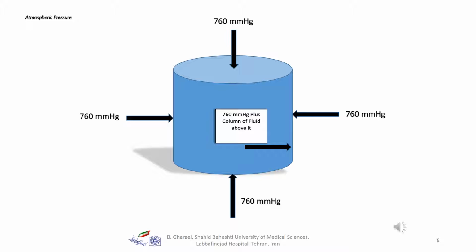In this slide, you can see when you have a container full of fluid, then the atmospheric pressure on all surfaces at the top, bottom, lateral side would be the same. But inside the container, as you have some fluid, then in addition to the atmospheric pressure, you will have the pressure induced by the column of fluid.